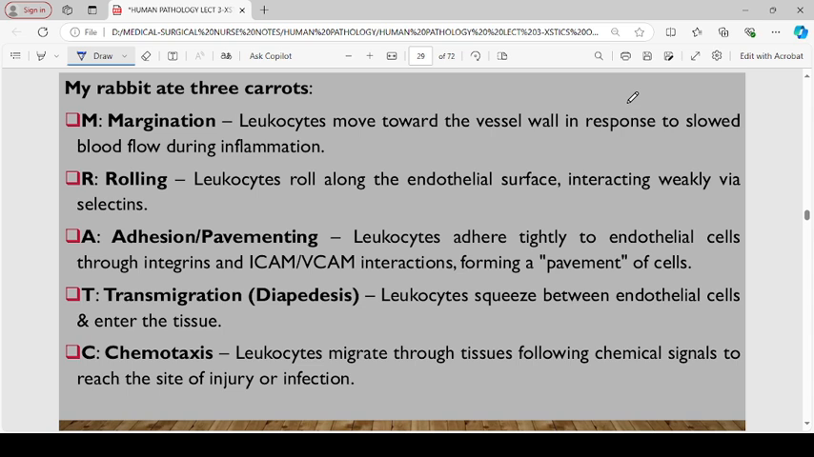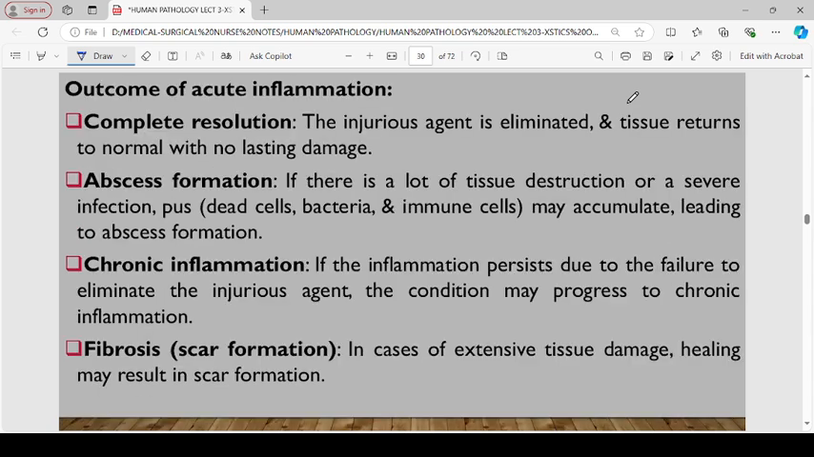Lastly, we have chemotaxis, where leukocytes migrate through the tissue following chemical signals to reach the site of the injury. All right? Okay, guys. What are some of the outcomes of acute inflammation?